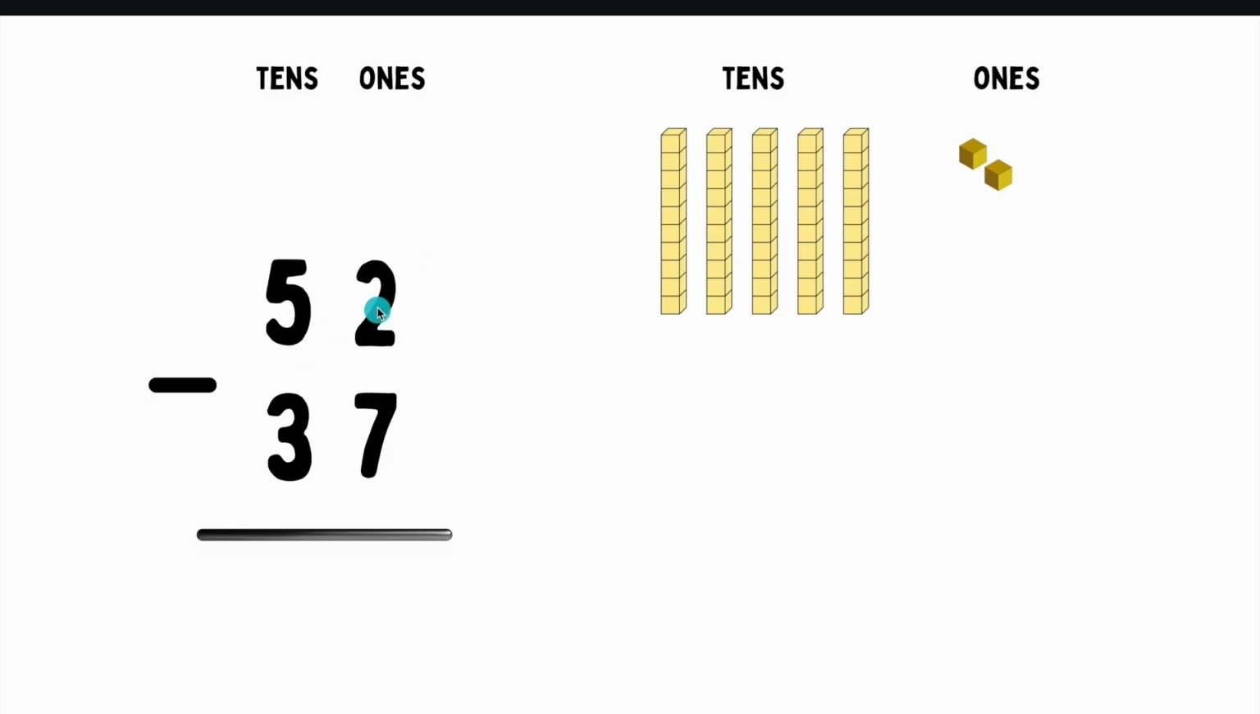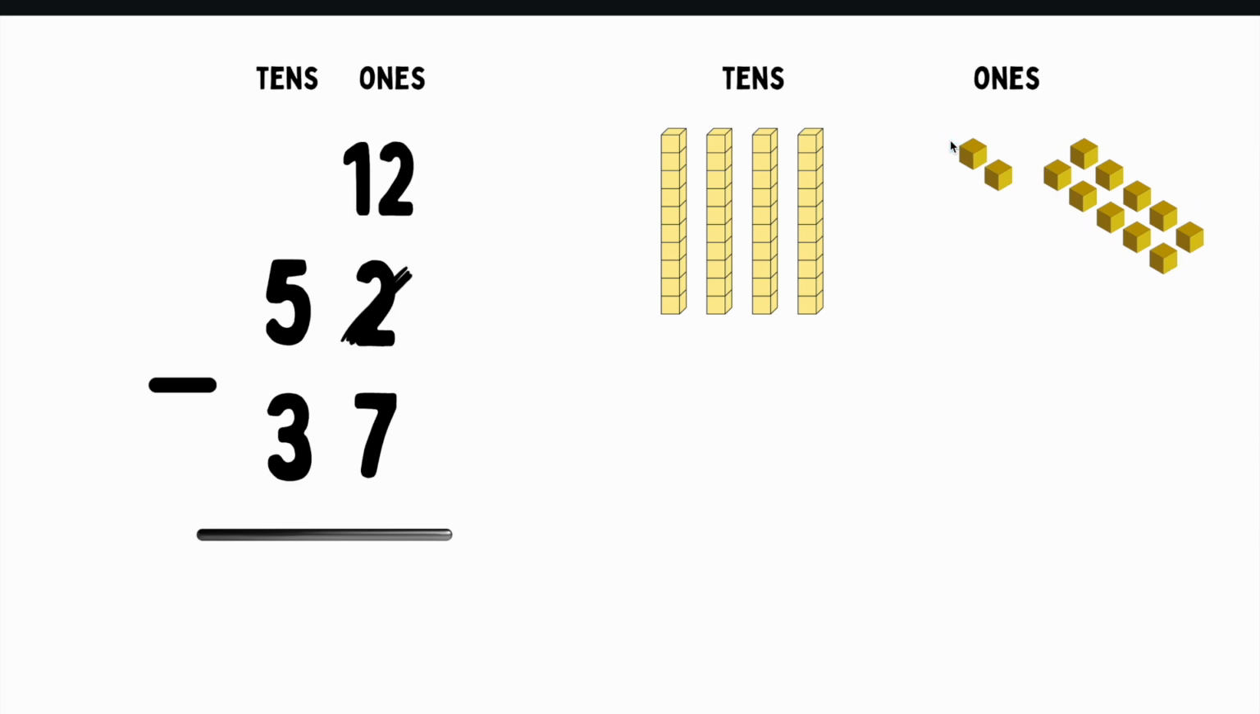Now we notice that we have to subtract 7 from the 2 ones. That means we don't have enough, but we can regroup a 10 and turn it into ones. Now we notice that we have 10, 11, 12 ones, and we have 4 tens. Now we can subtract 12 minus 7.